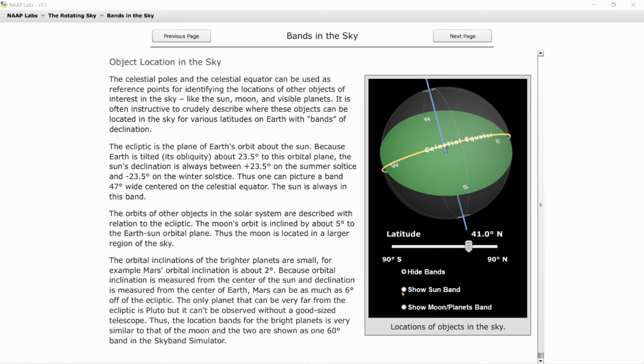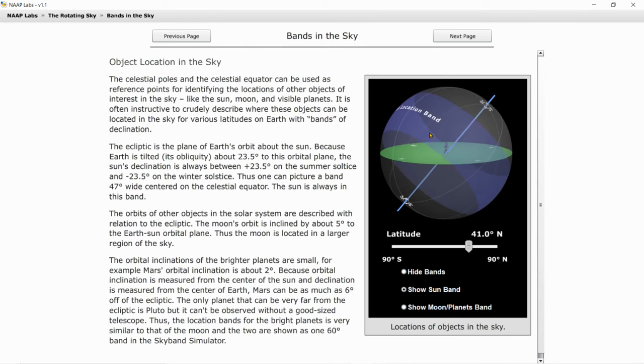So if we come over here, we can see the sun's band right here. This is where the sun is always seen from our latitude of 41 degrees, okay? This is where the sun appears to move through the sky in the ecliptic, back and forth in the ecliptic, okay?